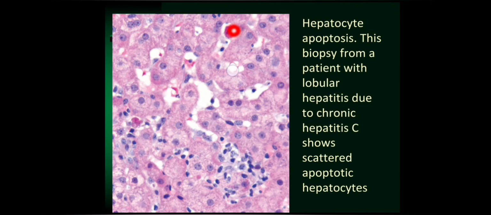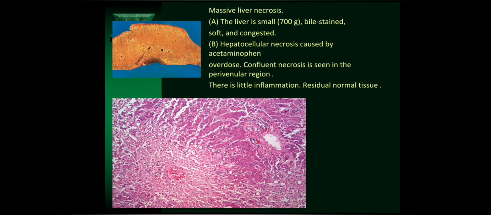Hepatocyte apoptosis. This is a biopsy taken from a patient with lobular hepatitis due to chronic hepatitis C, which shows scattered apoptotic hepatocytes. These apoptotic hepatocytes will have dense acidophilic or eosinophilic cytoplasm, and they will have a pyknotic nucleus.